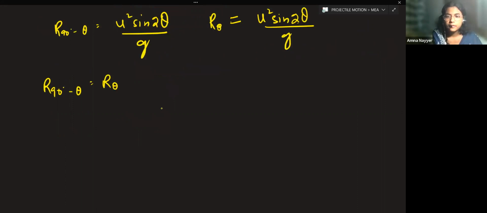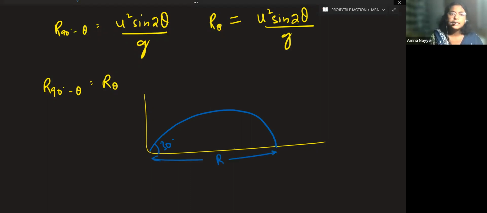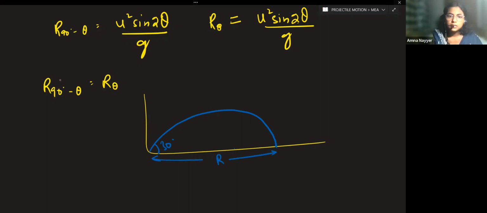See, let's say at an angle of 30 degree I have thrown a ball. It reaches this point. This angle is 30 degree, and the required range of motion is capital R. Now I have thrown the ball at 60 degree.